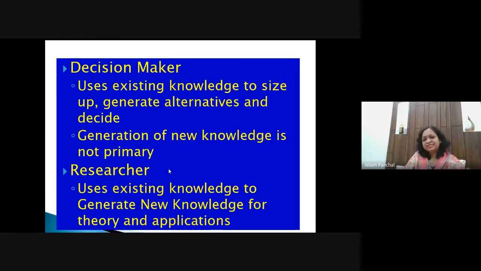Right? So first is decision making. It uses existing knowledge to size up, generate alternatives and decide, and generation of new knowledge is not primary. And when we say researcher, he uses existing knowledge to generate new knowledge for theory and practice. So this is the decision maker and a researcher.